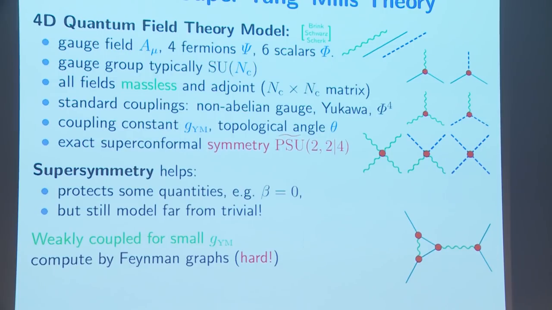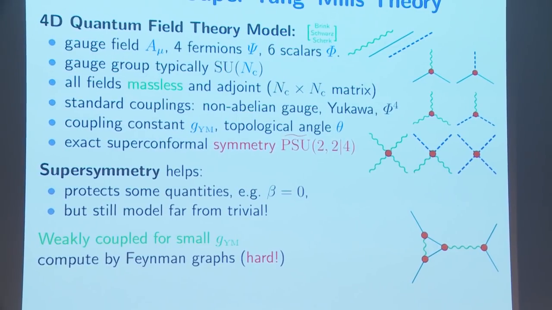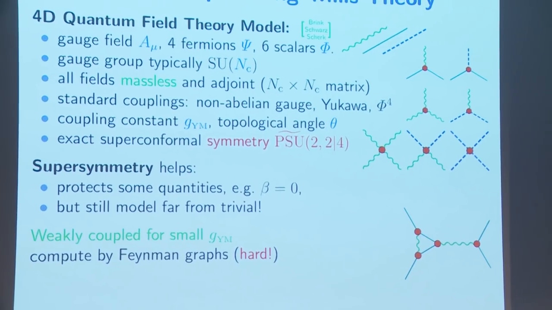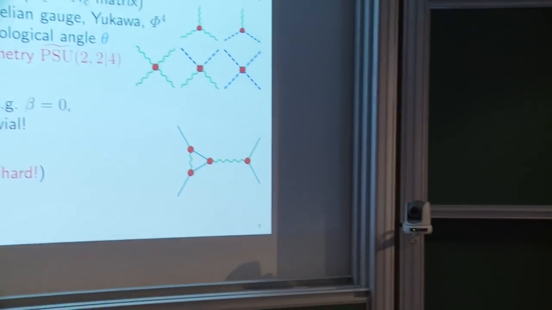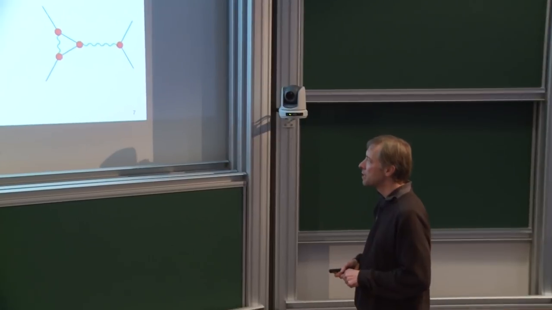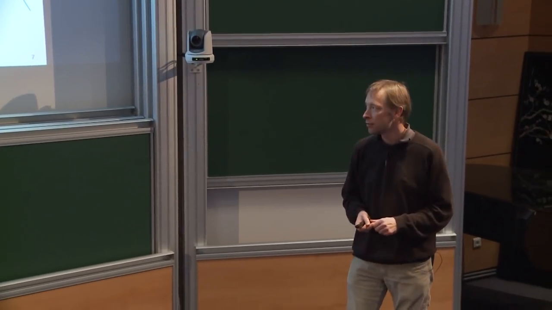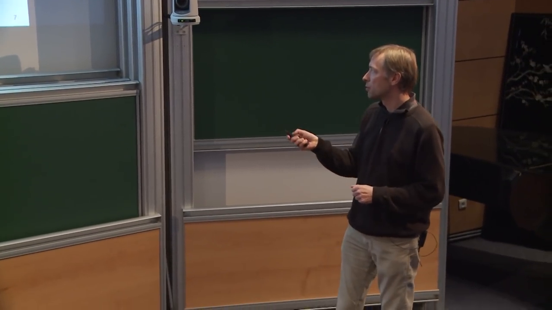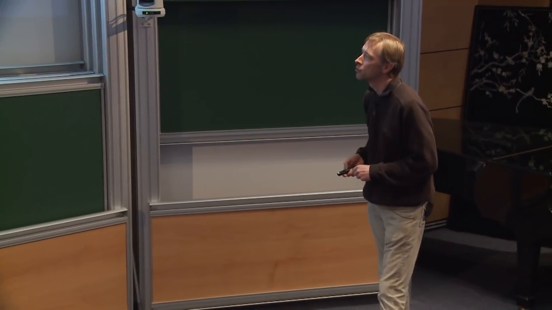It's a model which is weakly coupled for g Yang-Mills being small, and you can use Feynman graphs to do any perturbative expansion. But bear in mind that it's a well-structured problem, but it's very hard to obtain any sort of data, say, beyond the one-loop level. So even computing a diagram like this will not be too easy.